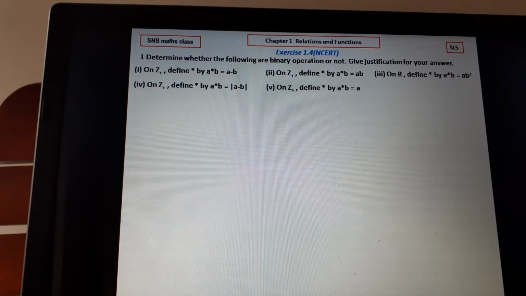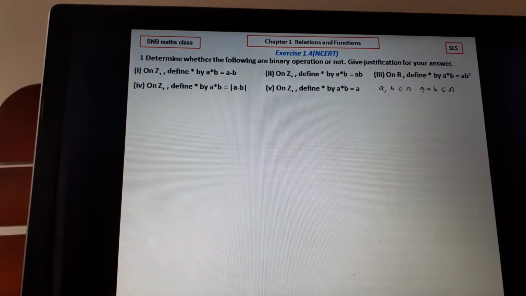The first question is: determine whether the following are binary operations or not. That means on a given set an operation is defined, and we have to decide whether it is binary or not. Now, what is the meaning of binary operation? Let me just recollect. For any two elements A and B belonging to a set A, if A star B also belongs to the same set A, it is called binary. If this element is not in the same set, then it is not binary. So that is the meaning of binary.